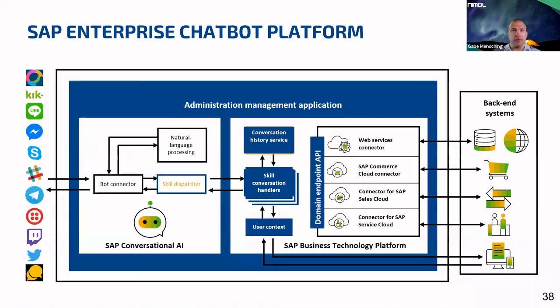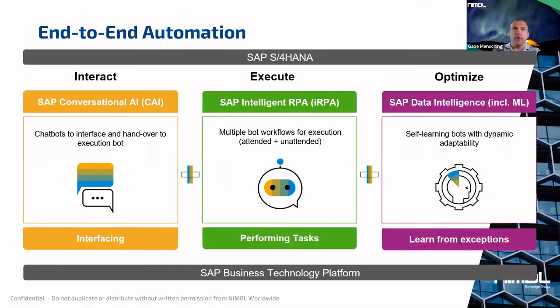Next, intelligent RPA. From an RPA perspective, some people have third-party RPA products, but SAP's intelligent RPA platform has a large amount of standard out-of-the-box RPA scripts that work out of the box with standard SAP functionality. So there's a lot of value there where you won't have to create a lot of the scripts yourself. There's a lot of attended and unattended SAP standard RPA bots that you can leverage.